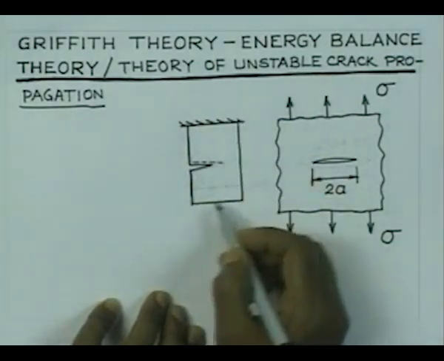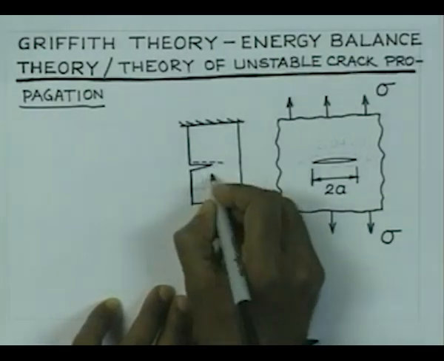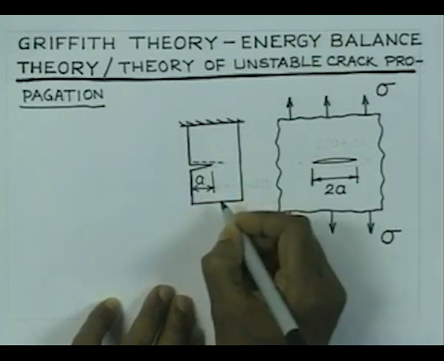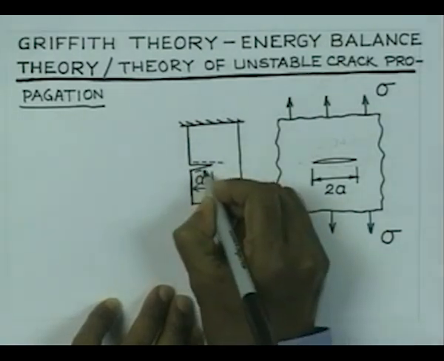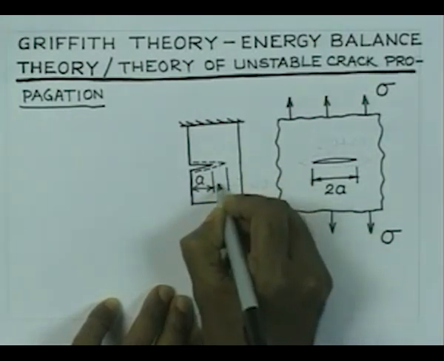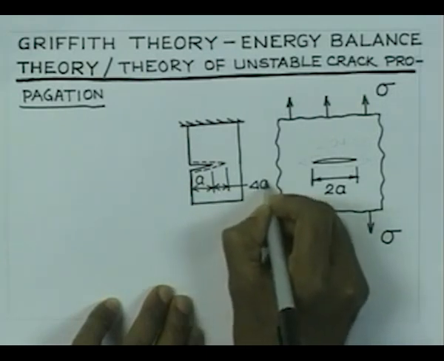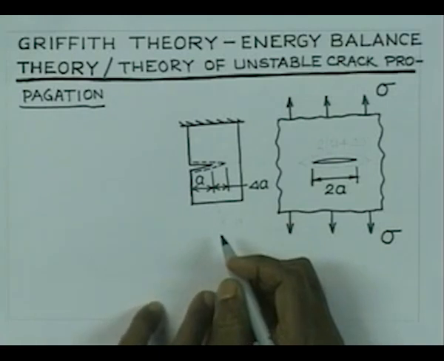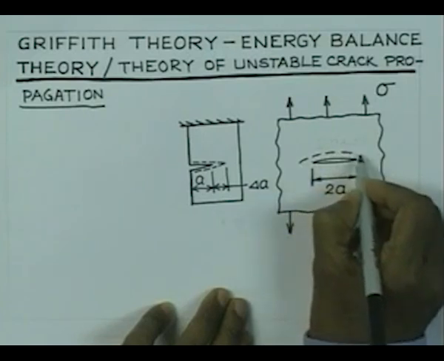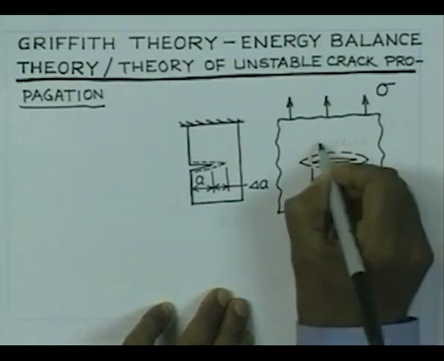Alternatively, think of a situation where you have a plate which is pulled at this end. It consists of a crack of dimension, let us say A, and what is the condition at which it will extend unstably, or if it extends to an enlarged length A plus delta A, what is the condition to be satisfied at the point of onset of extension? Similarly, in this case, if the crack is to extend to dimension, let us say 2 times A plus delta A, what is the condition to be satisfied for the extension of the crack?